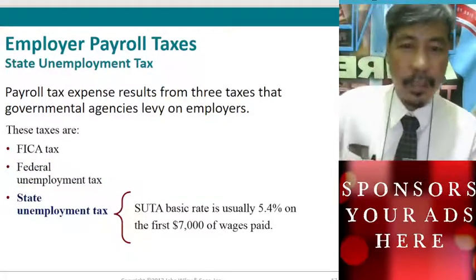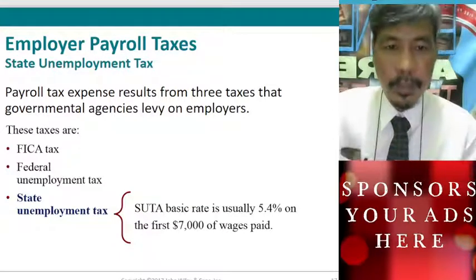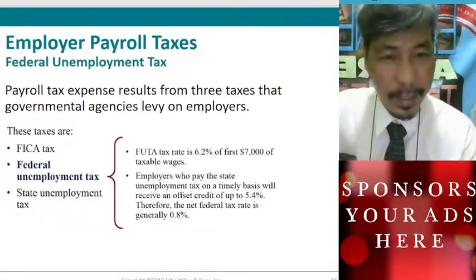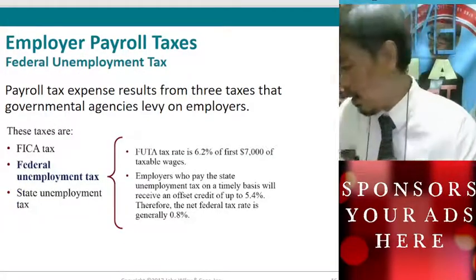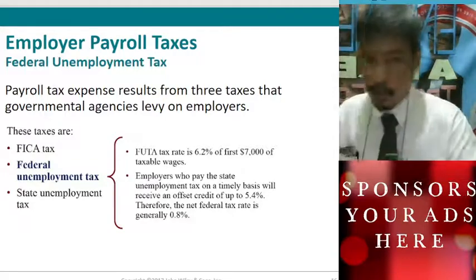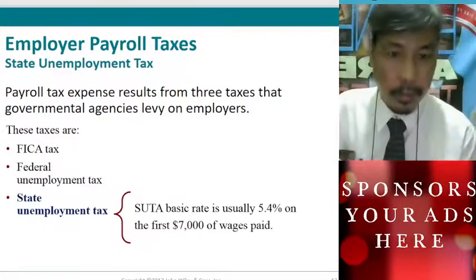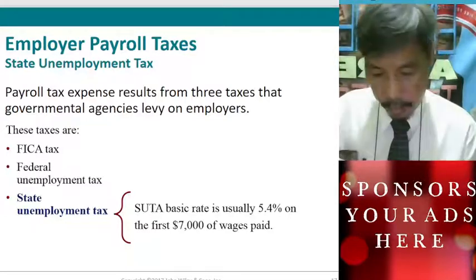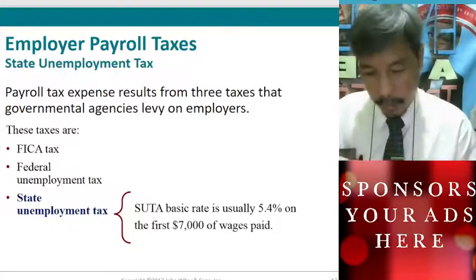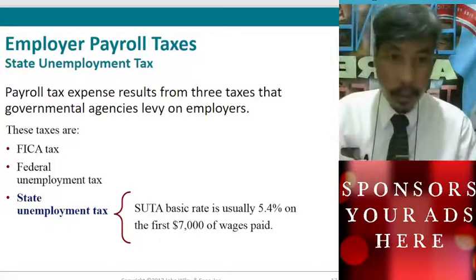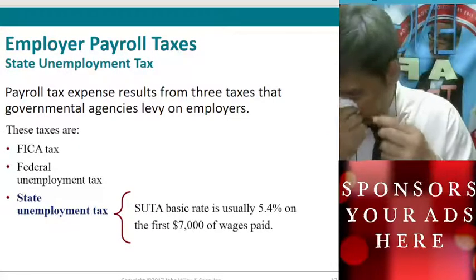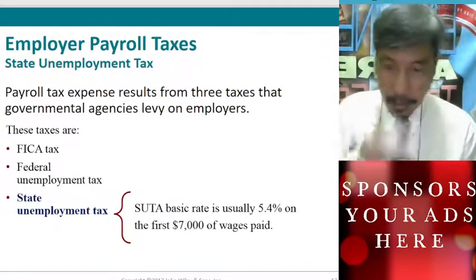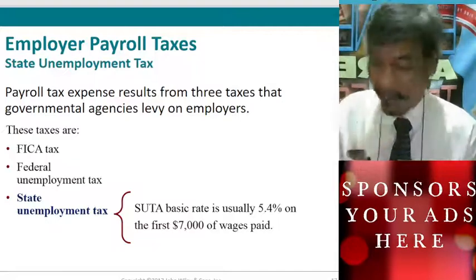How about the state unemployment tax? The basic rate is usually 5.4. That is why they can offset that, so 6.2 is the total. Offset that for the first 7,000 of wages paid. This is for the employer, not for the employee, but the rate is the same. So again, this is for both employee and employer.